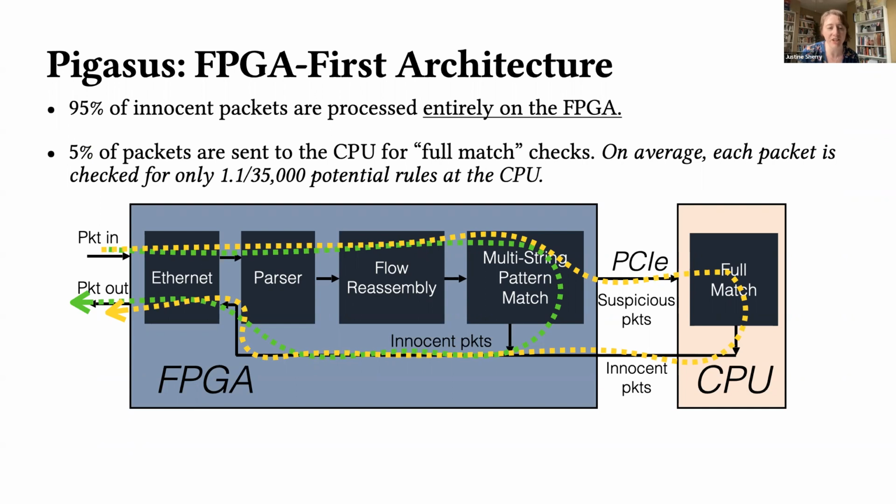And furthermore, the FPGA has done another level of filtering not shown here. It's identified that many of the signatures definitely do not match this packet, and therefore that the CPU does not need to check them. Of those 5% of packets, they typically are only being sent to the CPU along with about 1.1 rules to check, out of an original 35,000 rules.